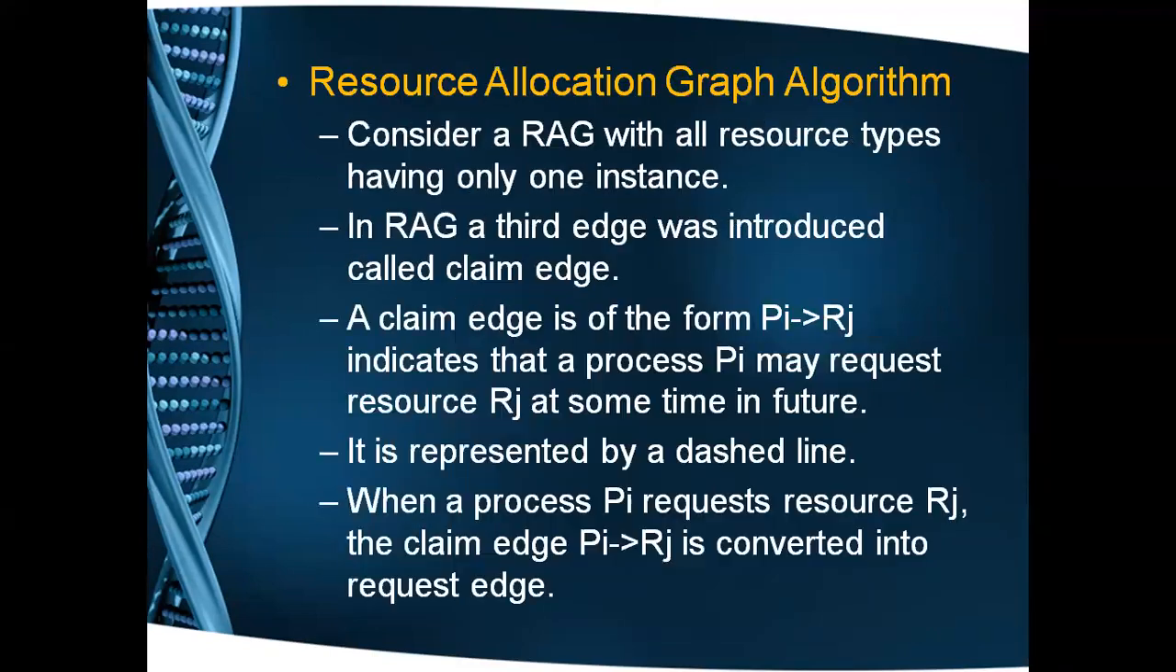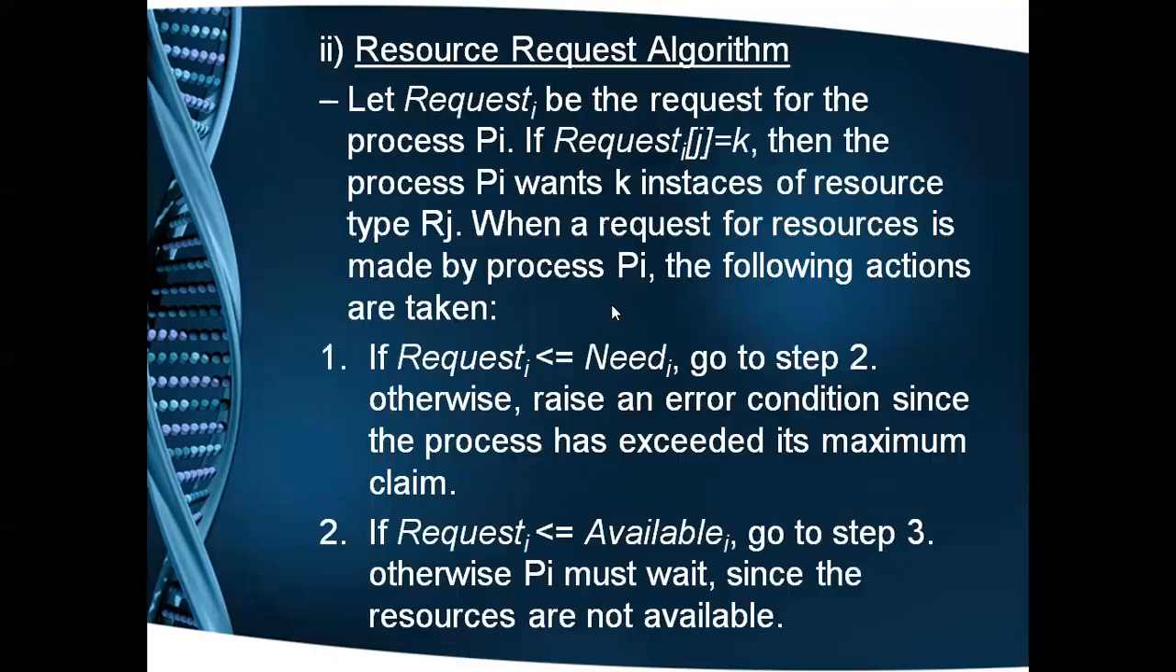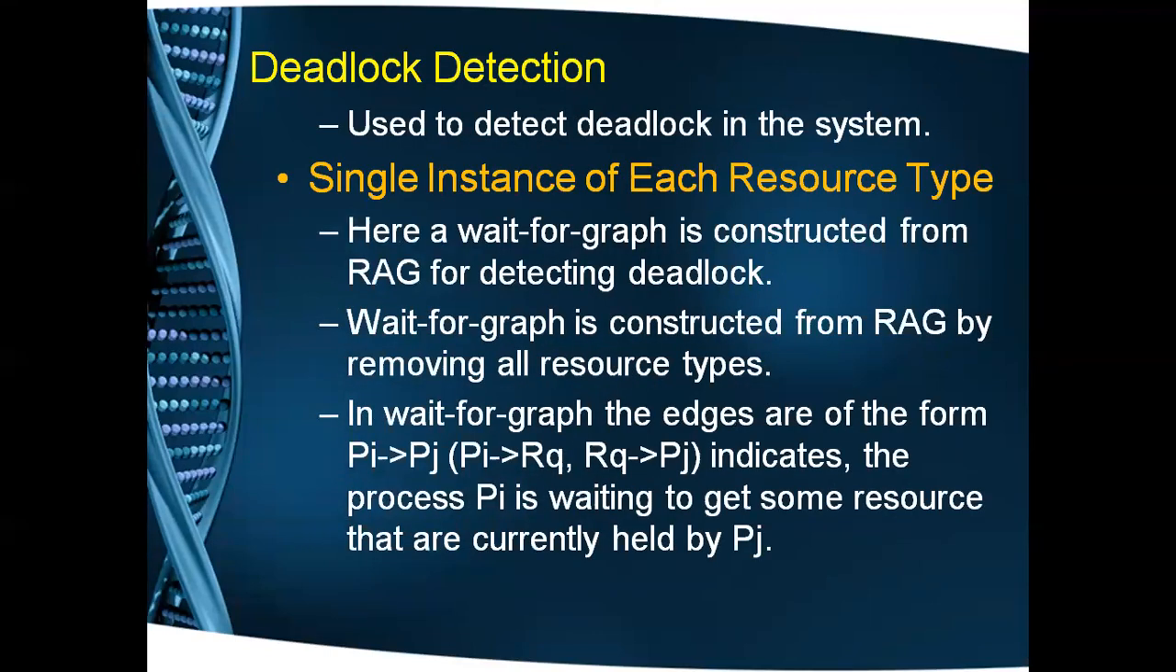What is meant by safe state we have seen, and then the RAG algorithm is mainly for resources with only one instance. If the resource has multiple instances, we have Banker's algorithm. Under that, a safety algorithm and a resource request algorithm. And then the third technique for handling deadlock is deadlock detection. Simply, it is used to detect deadlock in the system.